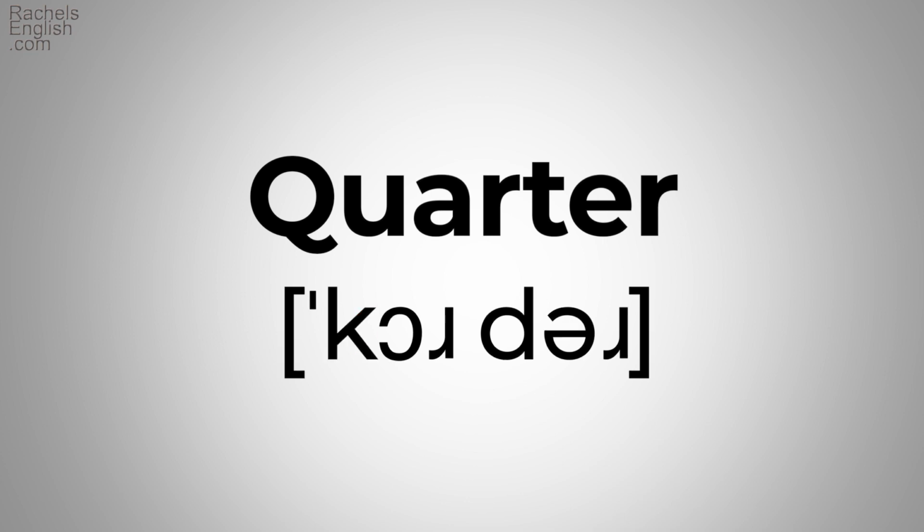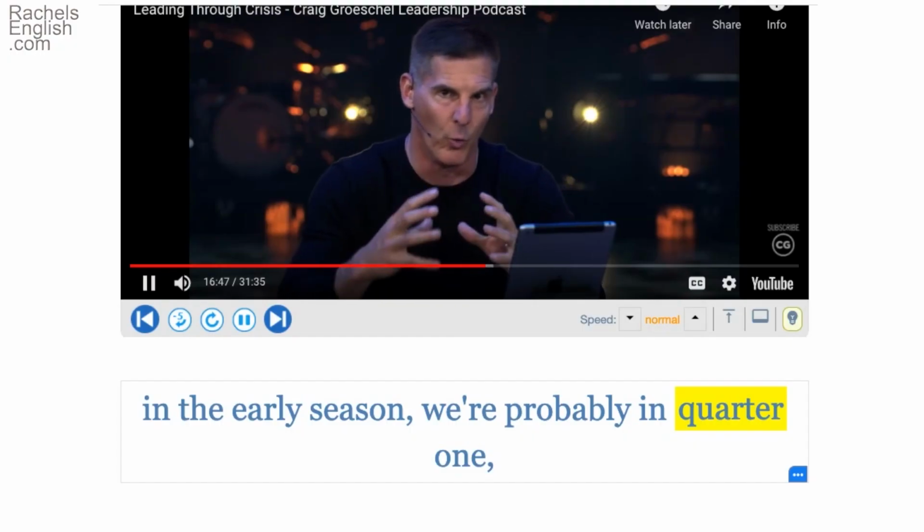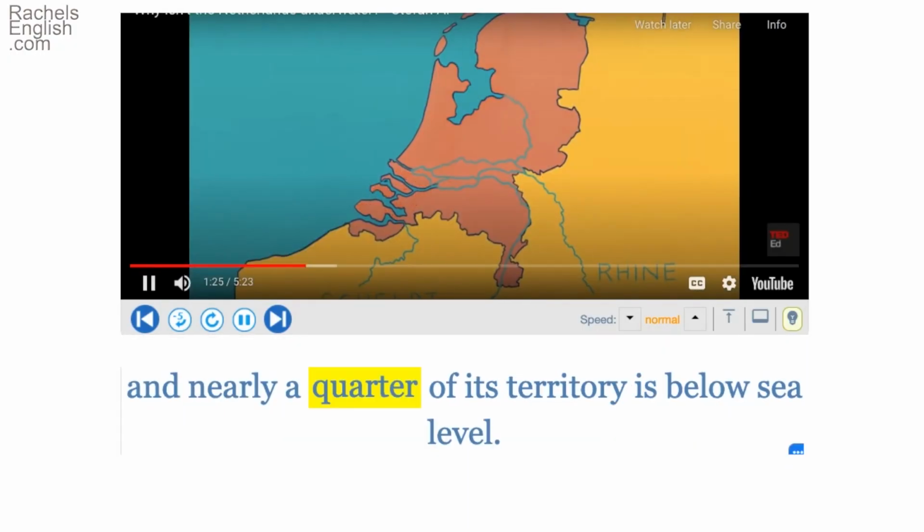Then we have a flap T. This follows the rule, a T is a flap T if it comes after an R before a vowel. Quarter. Quarter, a flap of the tongue. Quarter. Quarter. Let me go back and give you the full sentence for those examples.